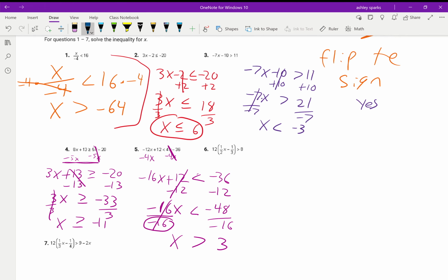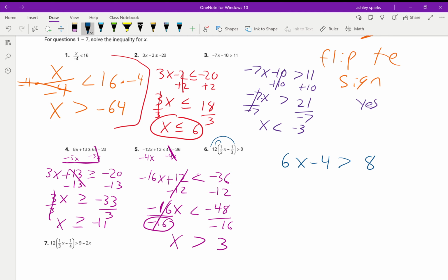So let's do my next one. My next one starts off with parentheses. So right now, let's just do distribution. So I have 12 times 1/2, or half of 12, will give me 6x. 12 times 1/3, or 12 divided by 3, will give me minus 4, greater than 8. When you are just working with one side, you don't need to worry about flipping the sign. It's only if it's happening on both sides.